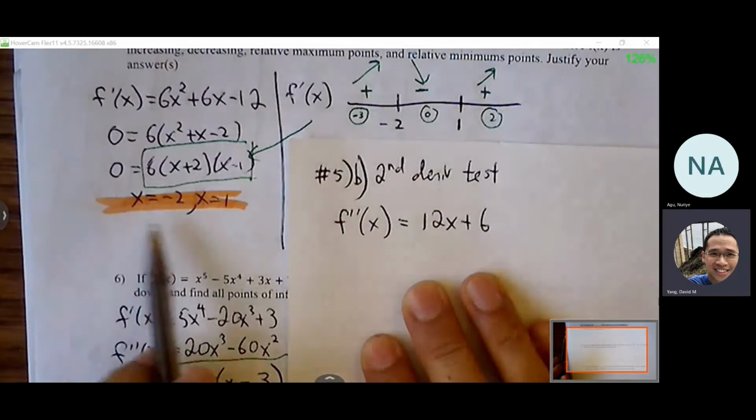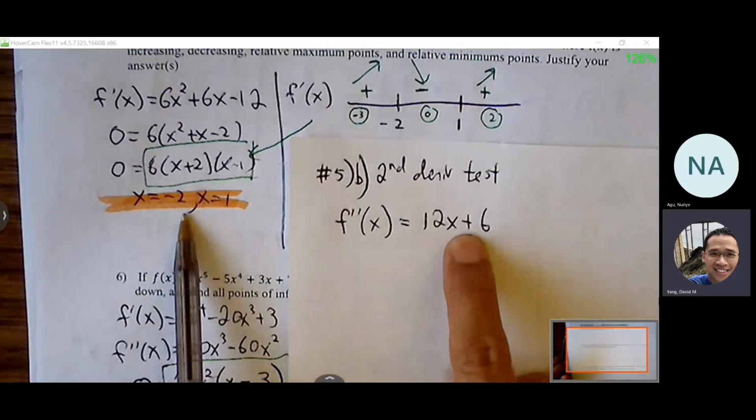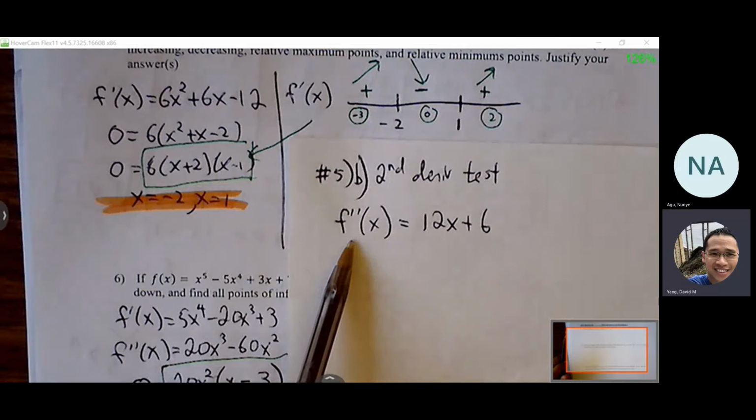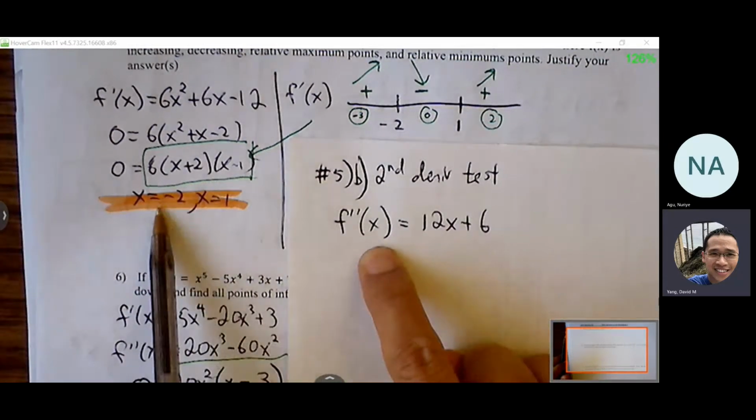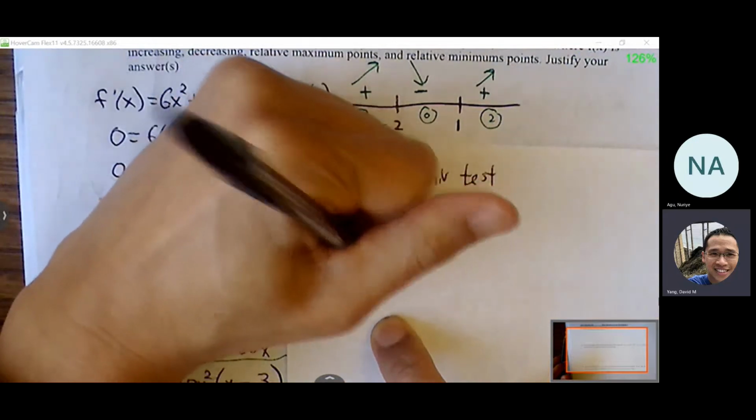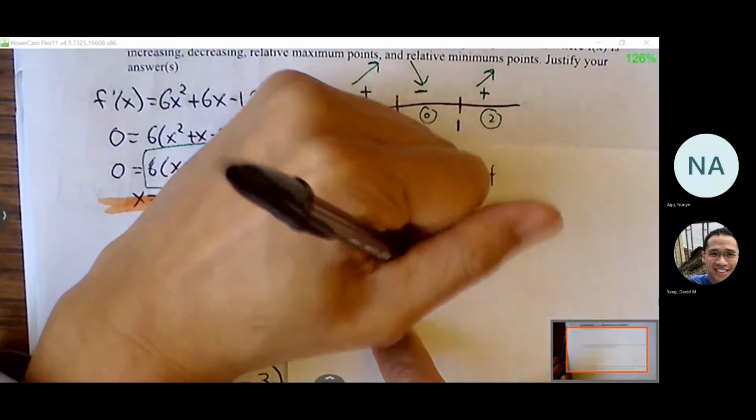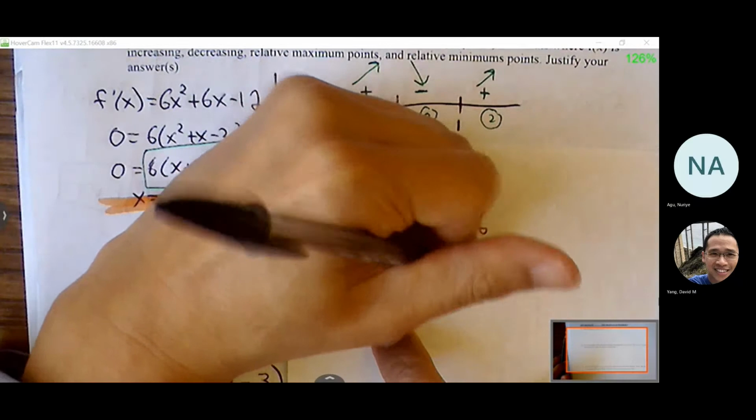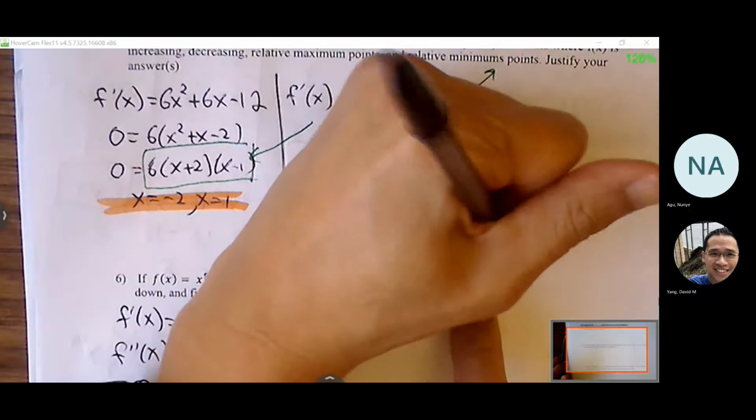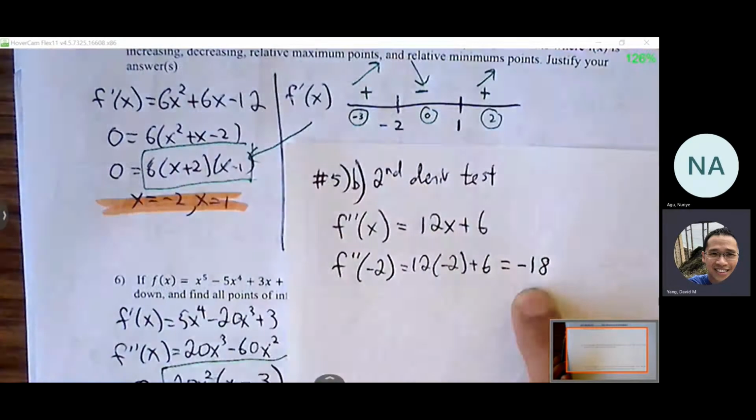All right, how do we involve these points and the second derivative function? Plug in, right? Don't set this equal to zero. If we set equal to zero, we're doing something else. Then we're doing test for concavity, right? That's not what this is asking for. Okay, so negative two in for the second derivative function. We'll test that first. Negative 24 plus six is negative 18, okay.